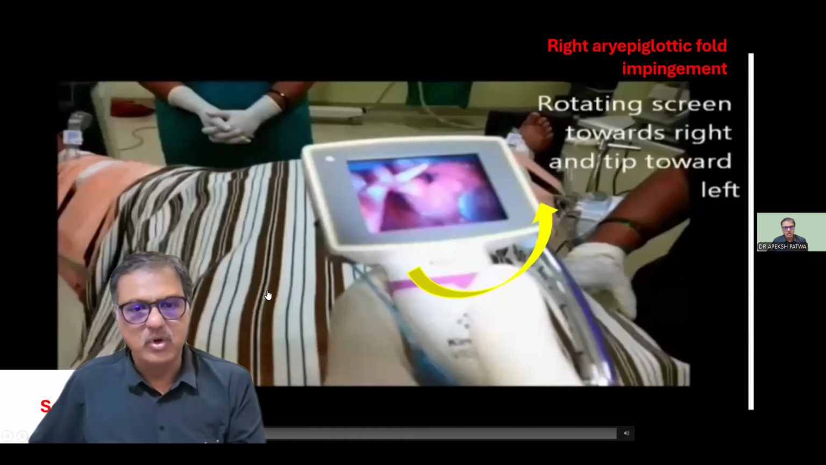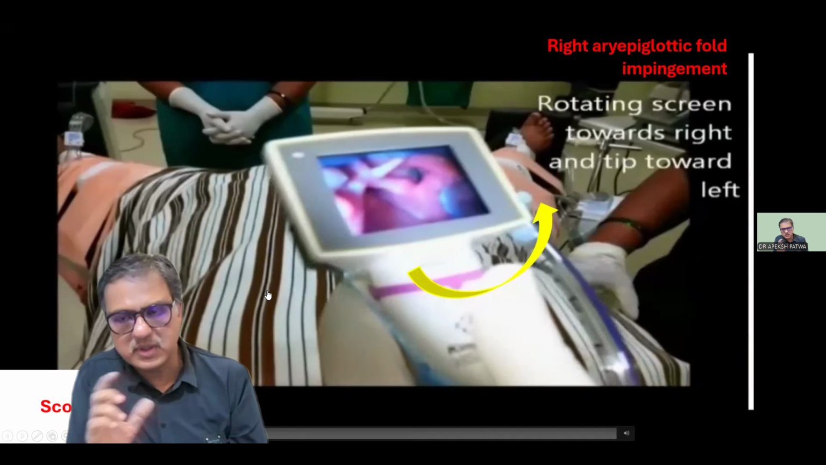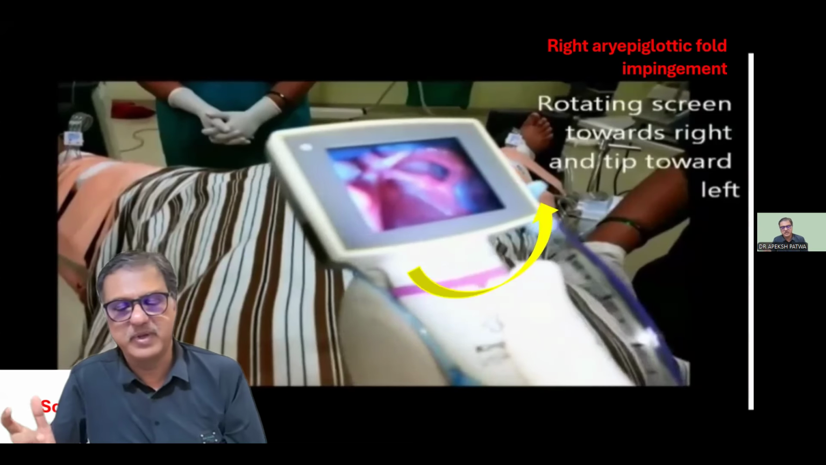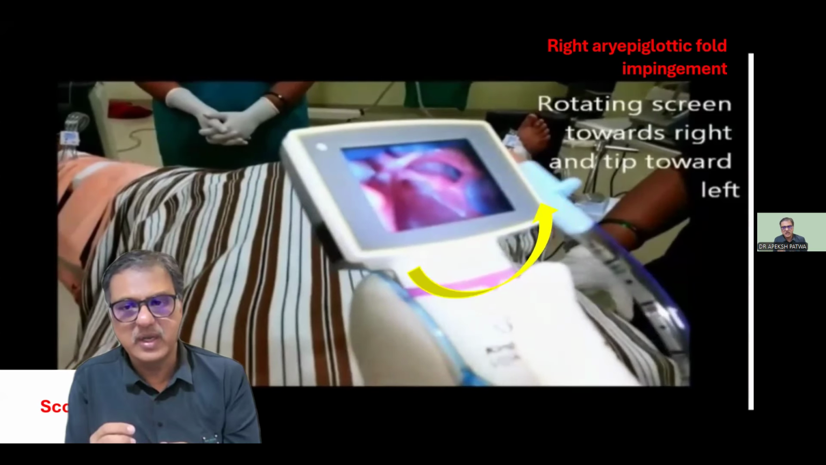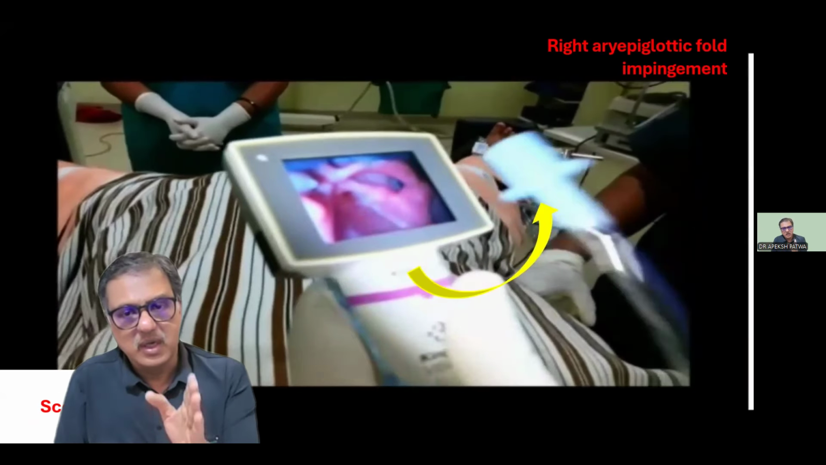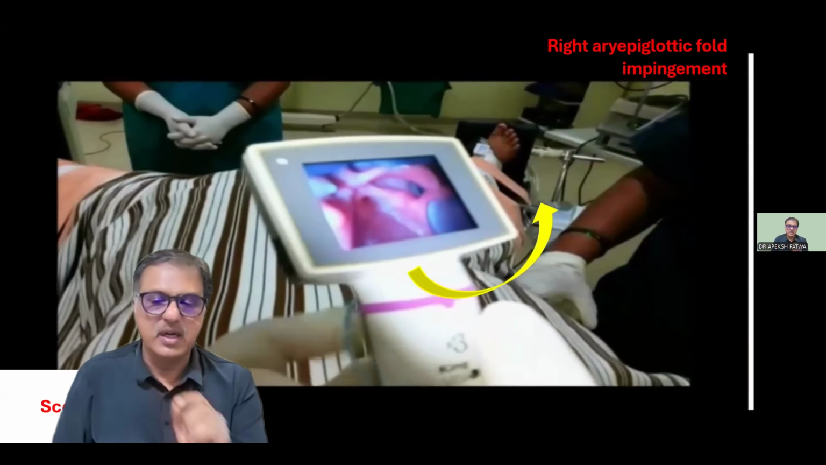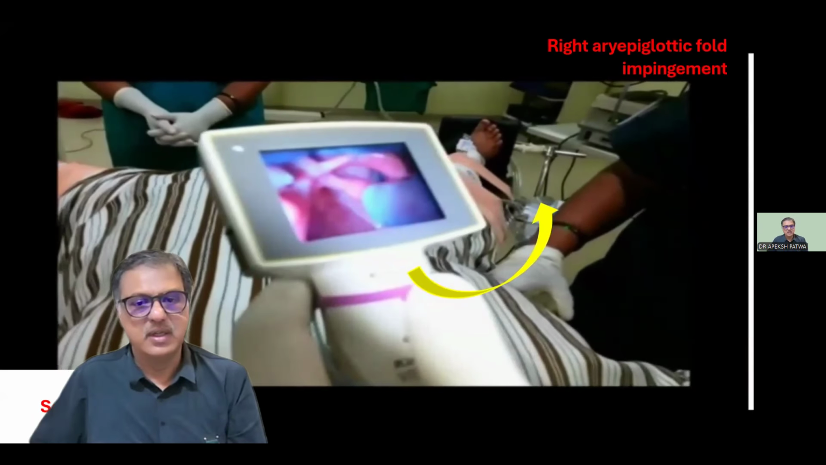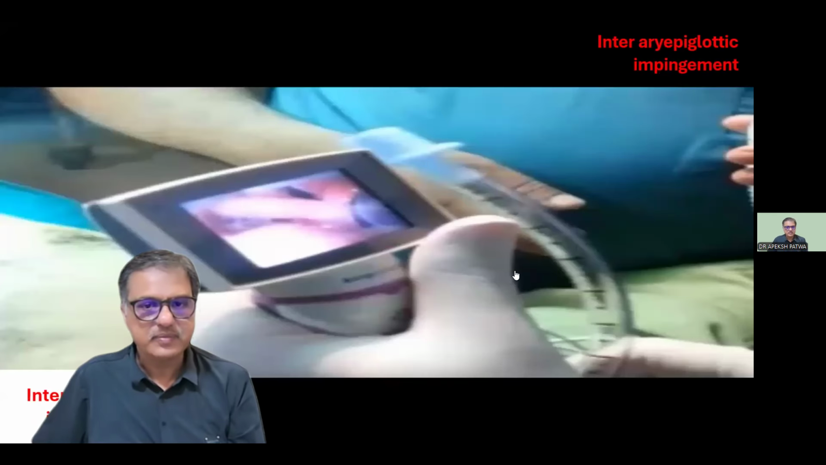Or else, what you can do is rotate the screen toward the side of impingement. This will align the tip of the tube trajectory with the larynx, and then advance the tube inside the larynx.